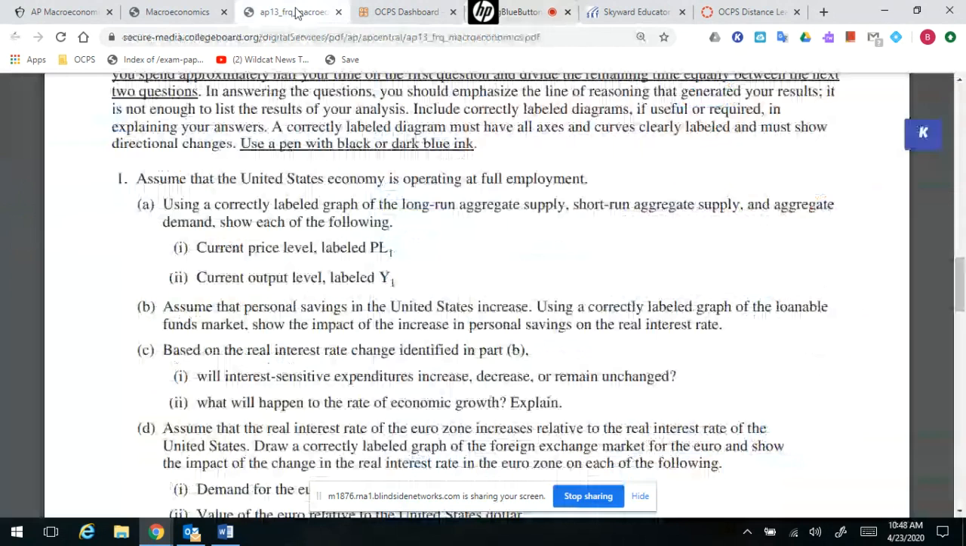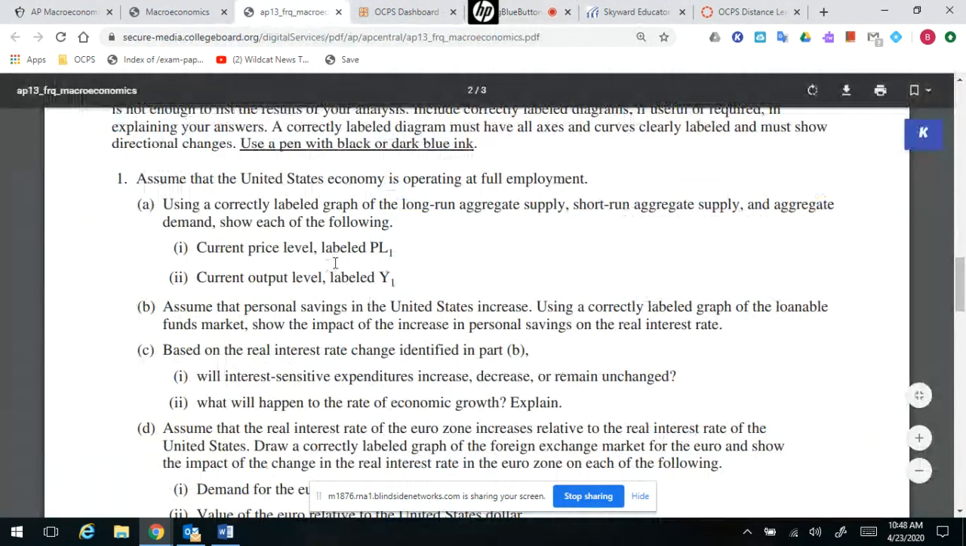All right, so we're going to take a look at the FRQ 2013 here. It says, assume the United States economy is operating at full employment. Okay, so we have one that's not in a recession now. We were at full employment. So to show full employment, we're going to be at equilibrium.